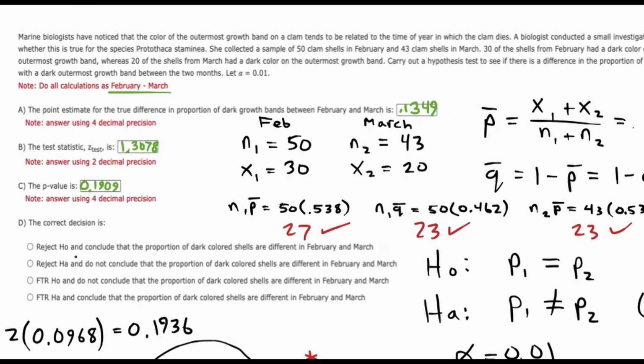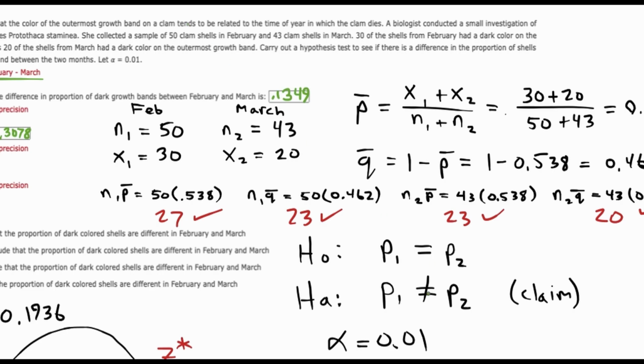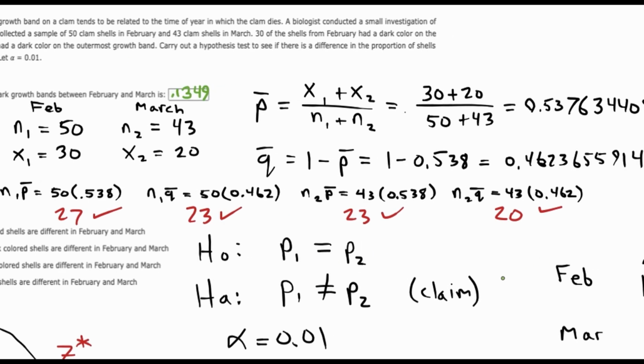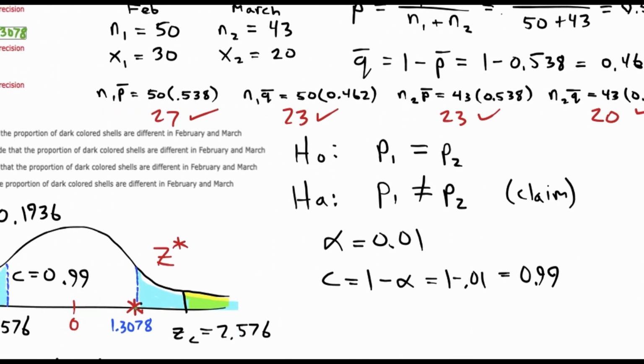What correct decision should we make? We will fail to reject H0. So that's going to be this choice here. It's the only one where we fail to reject H0. And we do not conclude that the proportion of dark colored shells are different in February and March. Yeah, see, we don't reject H0 because the P is greater than alpha.